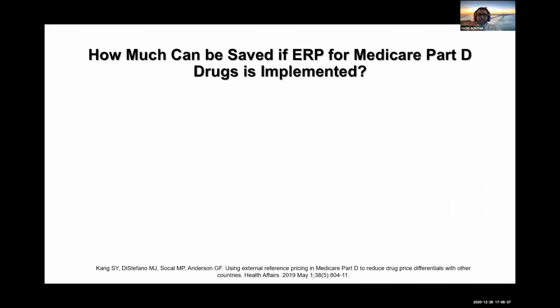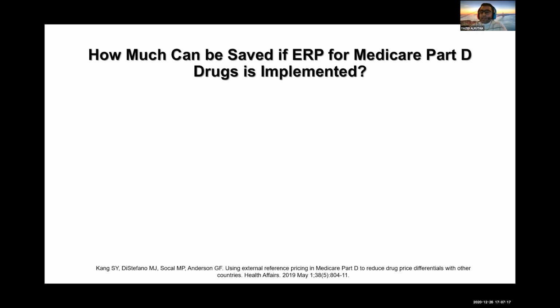How much can be saved if ERP is applied to Medicare Part D? Medicare is a segment of the insurance for those above 65 years of age in the United States, and also for patients with chronic kidney disease. Medicare Part D provides coverage for outpatient pharmaceuticals, while inpatients are covered by Medicare Part B. It was implemented back in 2006.